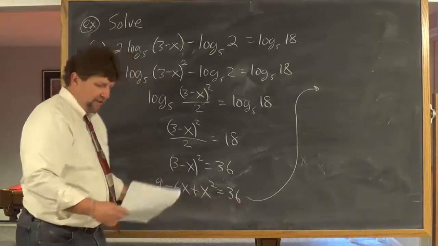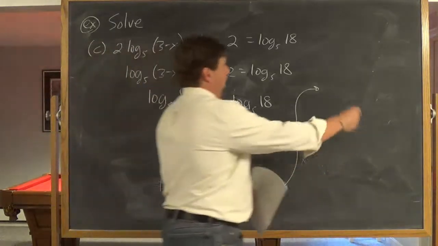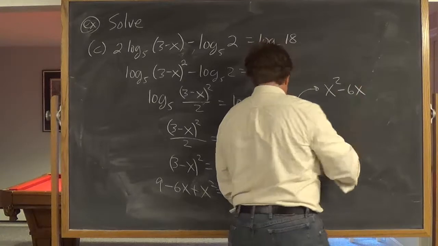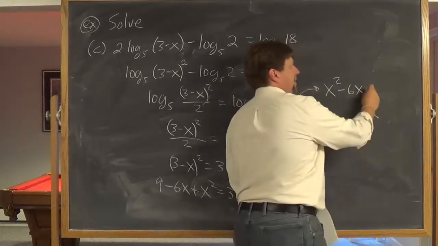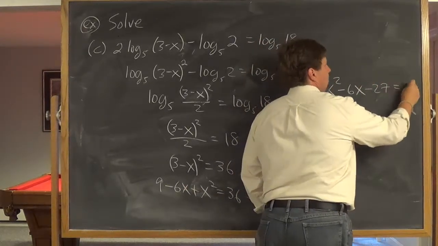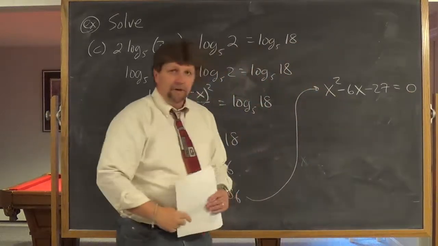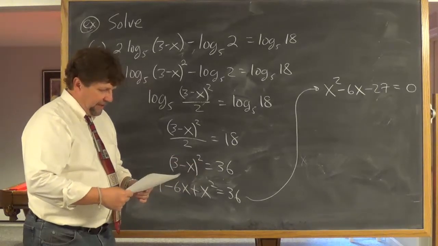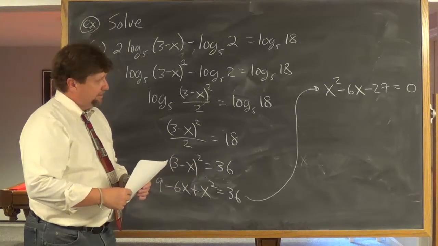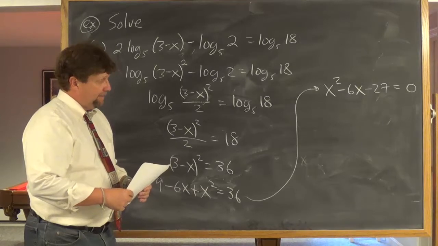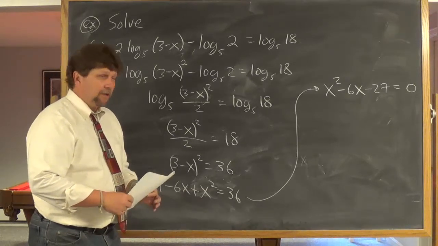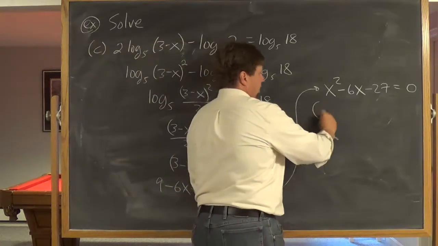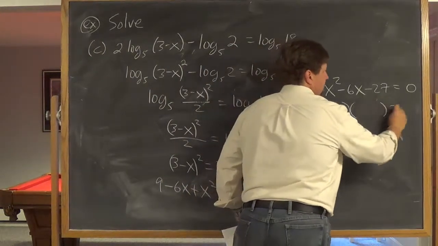So I'm going to subtract 36 from both sides and rewrite it. So I have an x squared minus 6x, since 9 minus 36 gives me a minus 27, is equal to 0. I just rewrote it in a descending order form. But I hope that factors. Because if it doesn't factor, I have to use the quadratic formula. So let's keep our fingers crossed that this beastie factors.